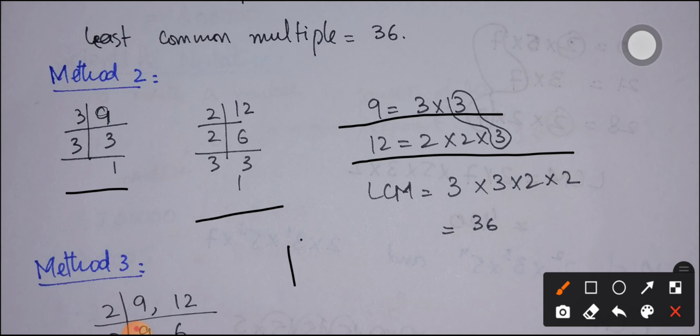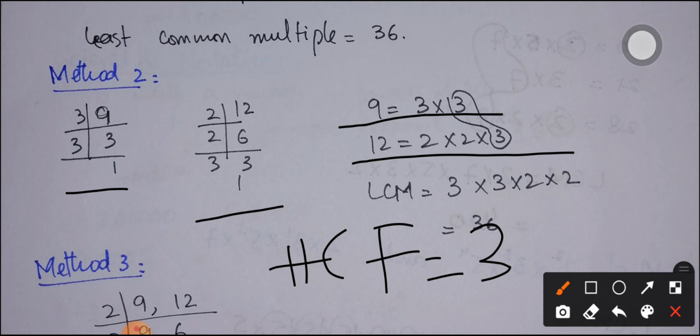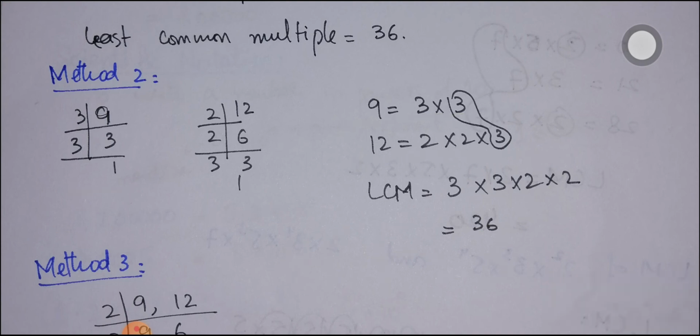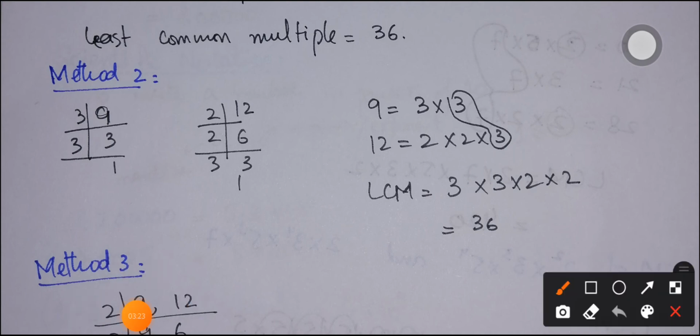If you remember, in HCF we just write down the common numbers and then multiply them if we have more than one common number. But in case of LCM, we will write down the common number only once. So this 3 is common, so I have written down the common number, and then I'm going to multiply the remaining numbers, which are 3, 2, 2. So 3, 2, 2, and we will have 36 as the answer.